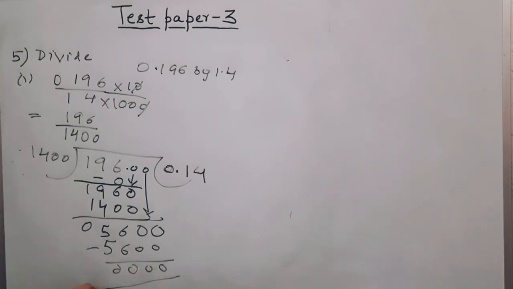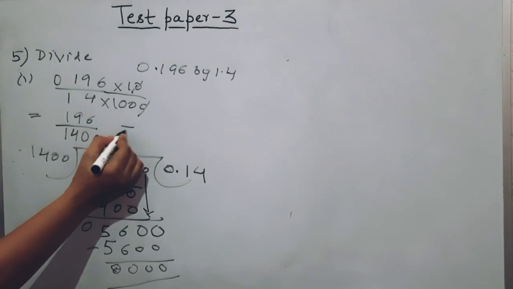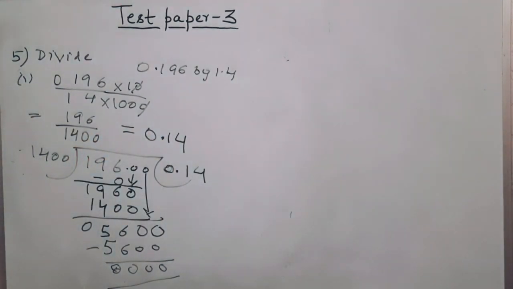In the process of division of decimals, we have to divide till we get the remainder 0. So here it is 0.14. The answer of this division is 0.14. Okay students. Now I am going to solve question number 6.